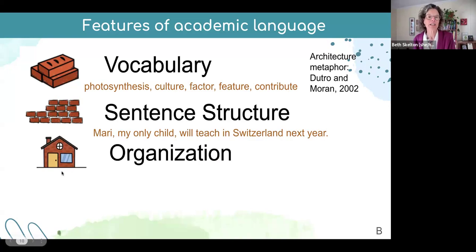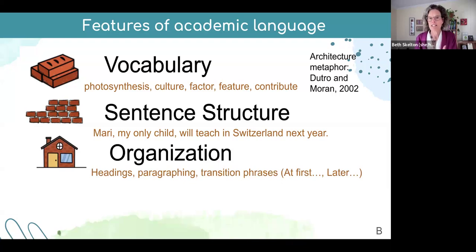Another piece of academic language, of course, is the organization. And that didn't necessarily come up in the chat unless I missed it. This is our discourse level. Like, how does the whole paper fit together? That a narrative looks different than an argument, that looks different than an informative text. This is where our headings and our paragraphing and transition phrases come in. When we say things like at first and later, which somebody did mention about transitions, this is also the whole structure of a paper or a report.